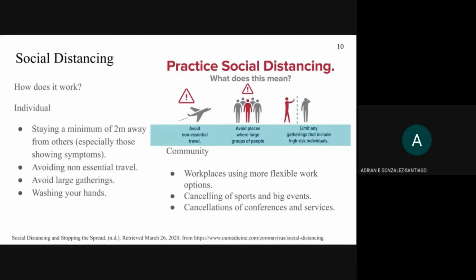talked about earlier. For the community, workplaces are using more flexible options like online meetings and online working so that they can keep running. Big sports events and other things like music festivals have been canceled because of how many people gather for these occasions. And conferences and services that are not essential have also been closed in order to uphold social distancing practices.